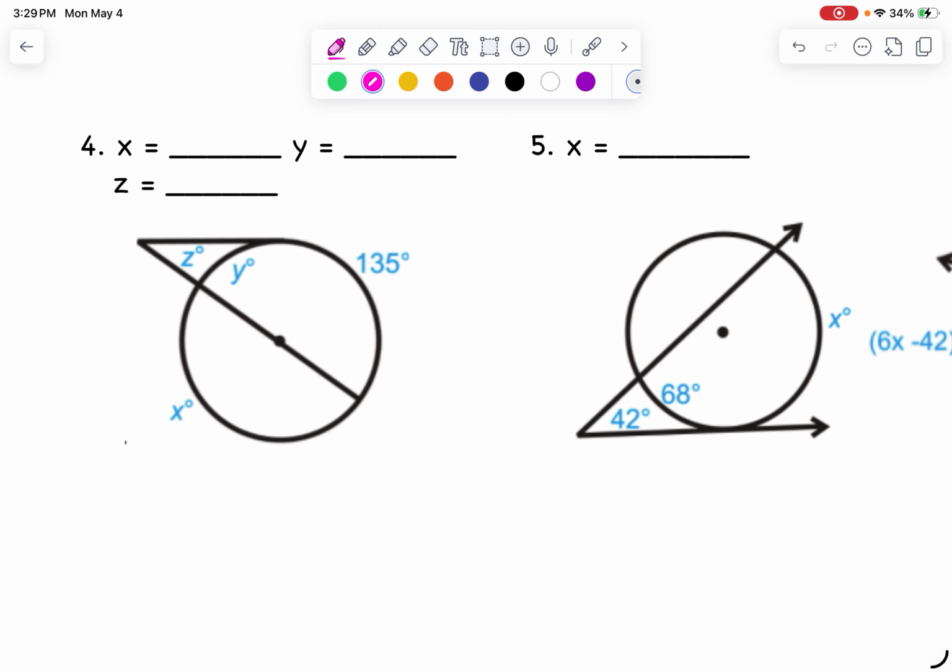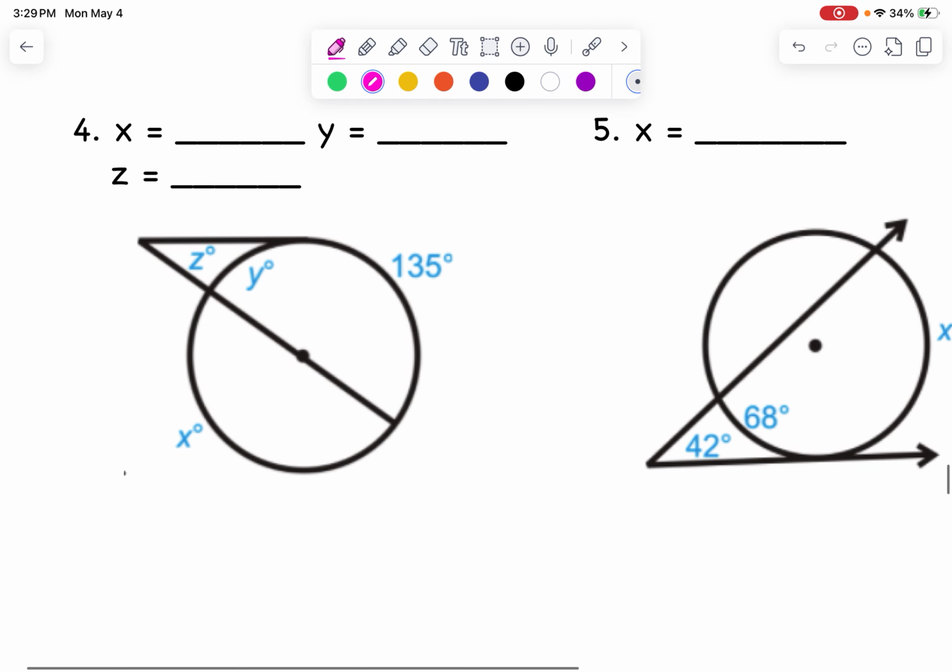Here we go. X, Y, and Z. Okay, so here we go. One thing I notice about this picture that should jump out at you right away is that this is a diameter, right? We definitely want to see that because that's going to drive pretty much all of the answers here, right? So the fact that that is a diameter means X, of course, is 180.